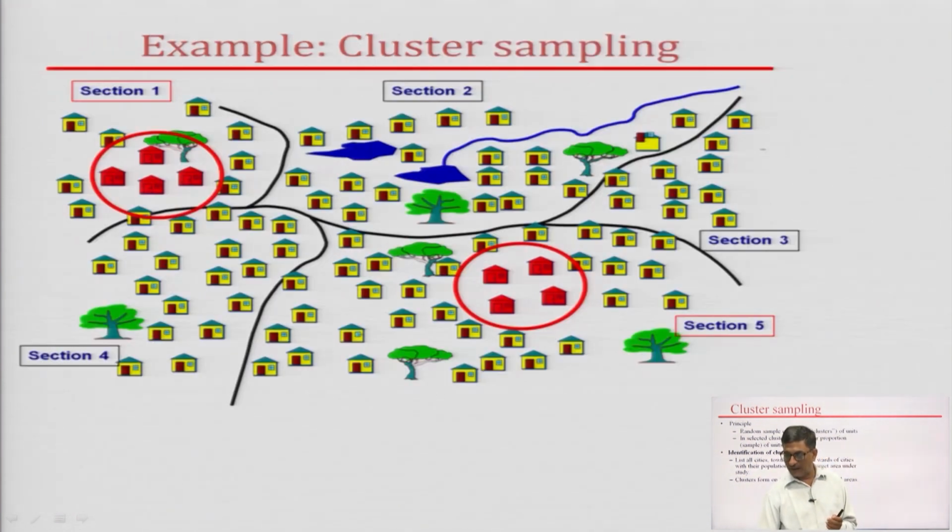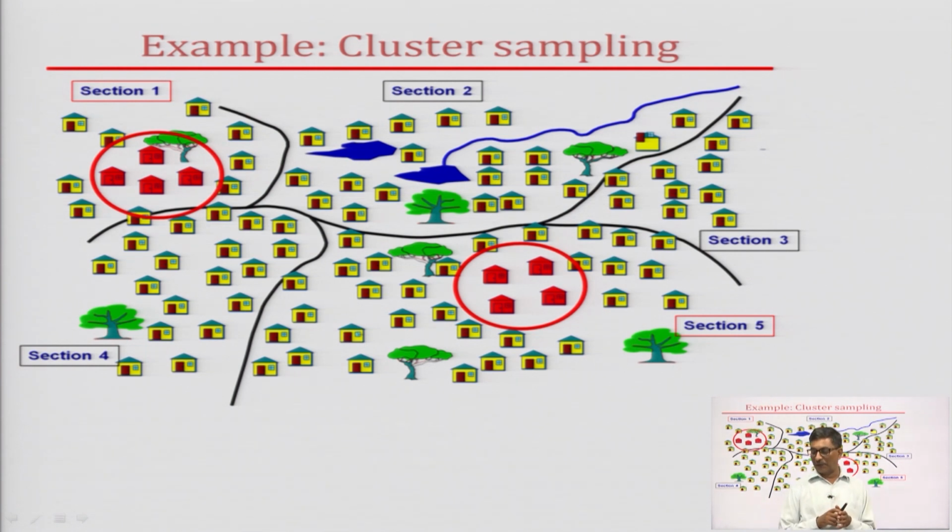So what we do in this is, for example, we have a locality, and in this we have made some clusters on a geographical basis: section 1, section 2, section 3, section 5, section 4. These are the clusters on the basis of geographical area. Now we select the sample from any 2 or 3 selected clusters. For example, we select 4 households from section 1 and 4 from section 5.